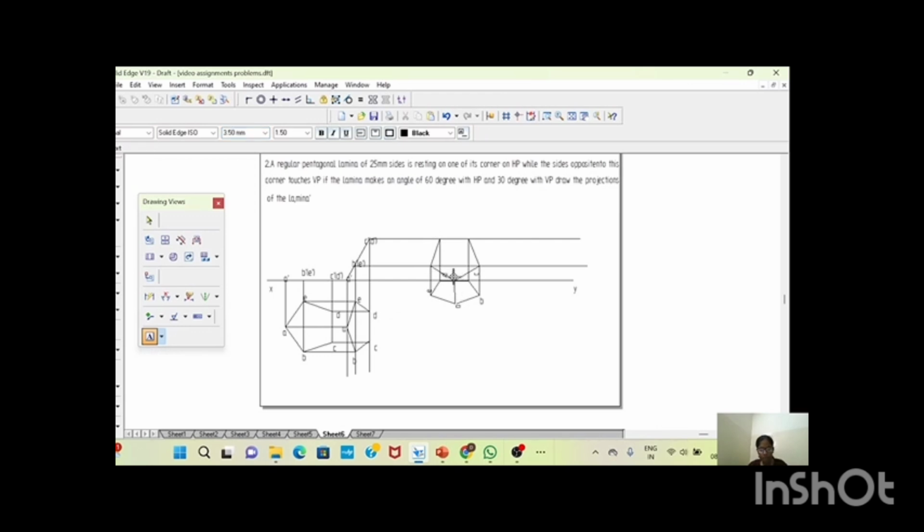This is A dash, C dash, B dash, and E dash. And now we have to mark the arrow marks towards the upward direction, and this is for the downward direction.